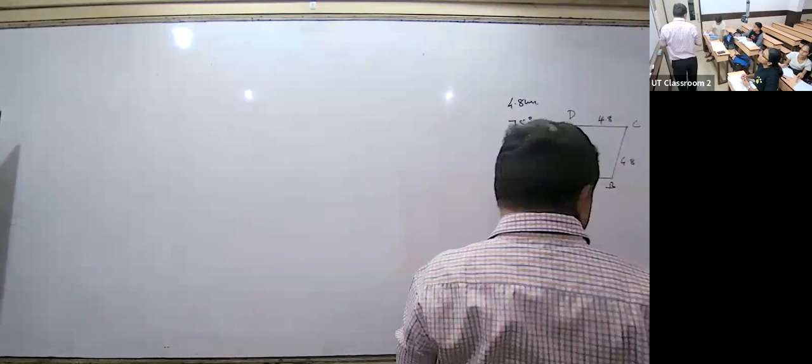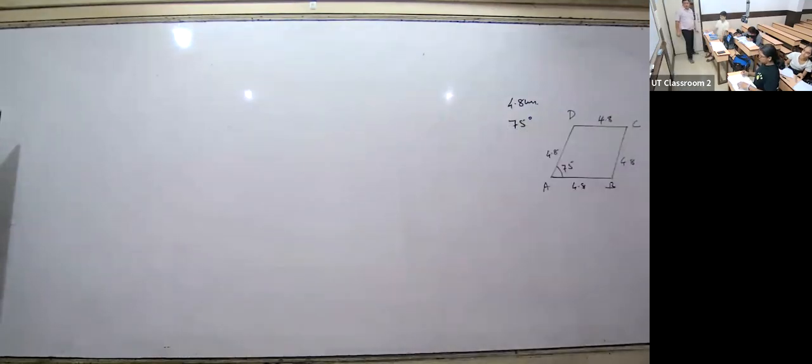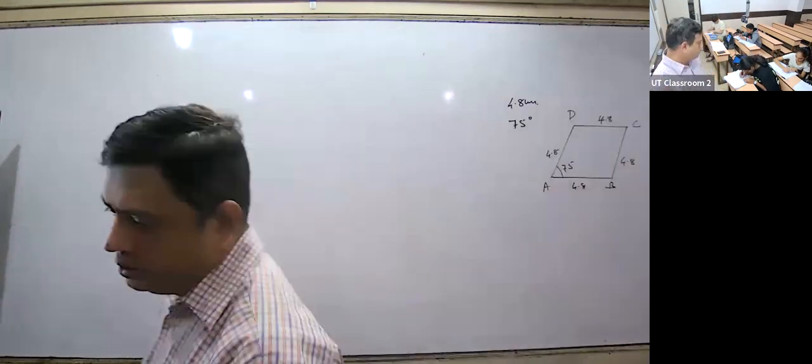You know how to get a rhombus ABCD. Okay, what is the first step? Now, 75 degree on the base, you cut the sides now. Okay, you all start with 4.8 and 75 degree. All of you know how to make 75 degree?